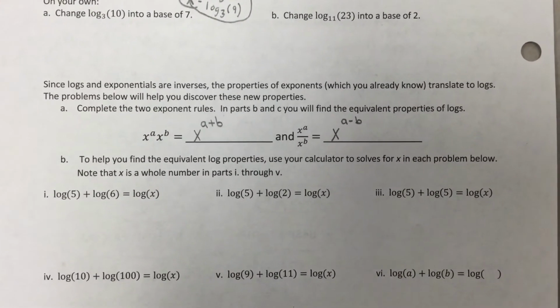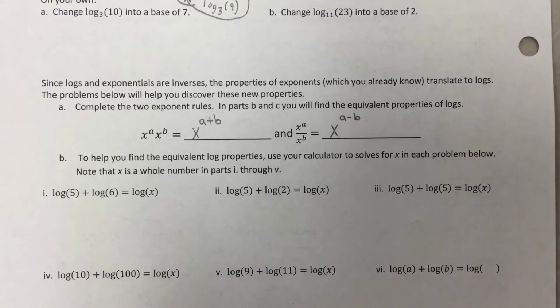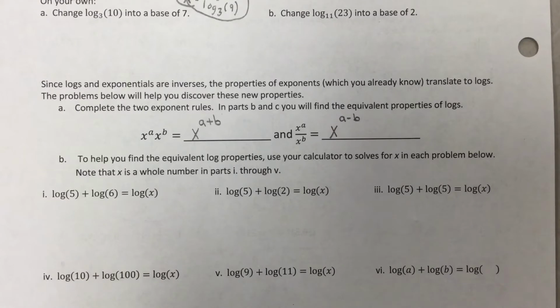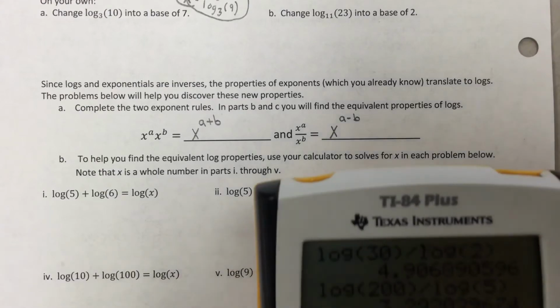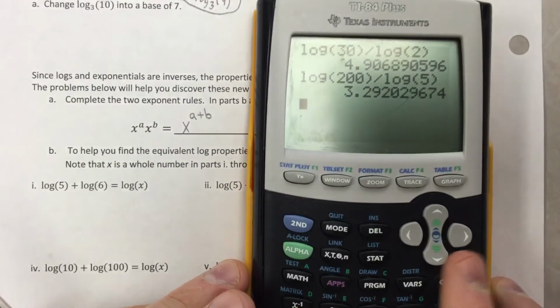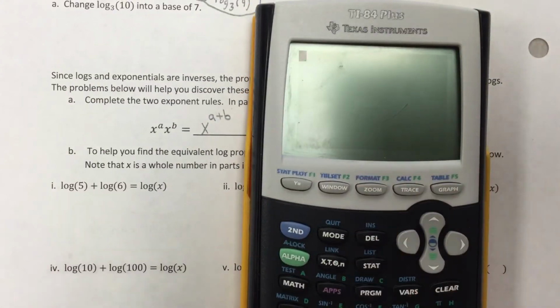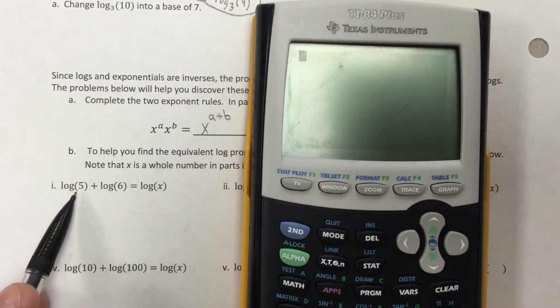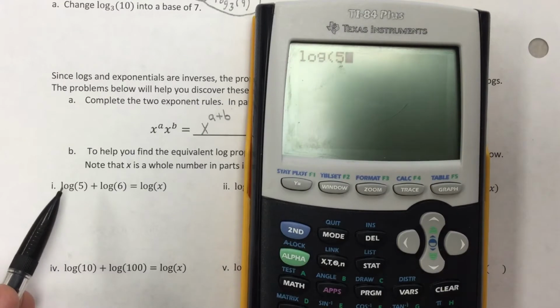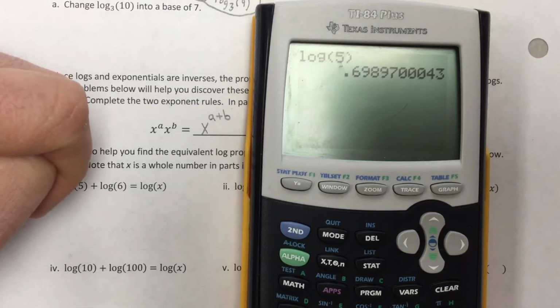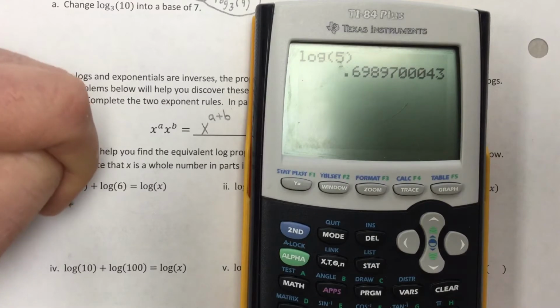All right, so what we're going to do now, it says to find the equivalent log properties, use your calculator to solve for x in each problem below. Note that x is a whole number in parts I through v. So what we're going to do is use our calculator and approximate where we're at here. So log of 5 is equal to 0.699.